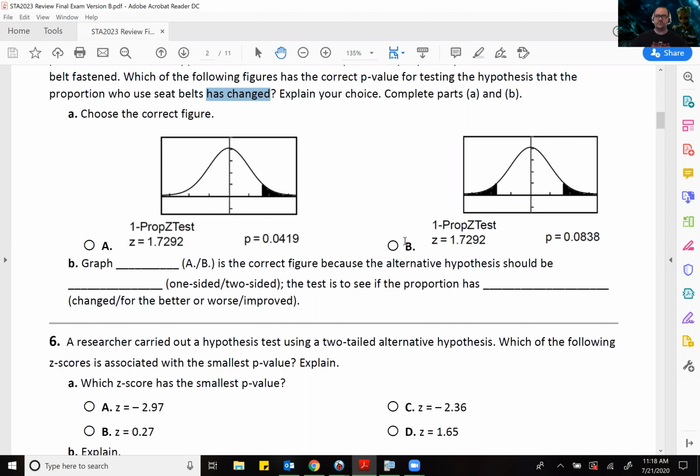Now, part B. It says graph blank is the correct figure. So again, you're just going to reiterate your answer here. So is it A or B? And you're going to put B.